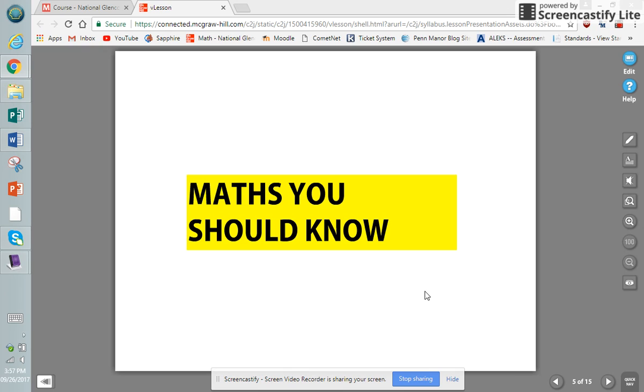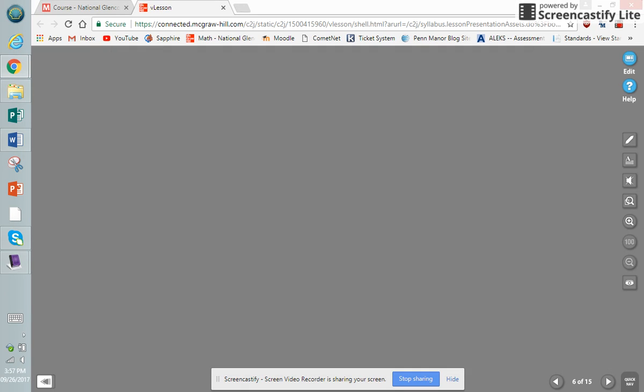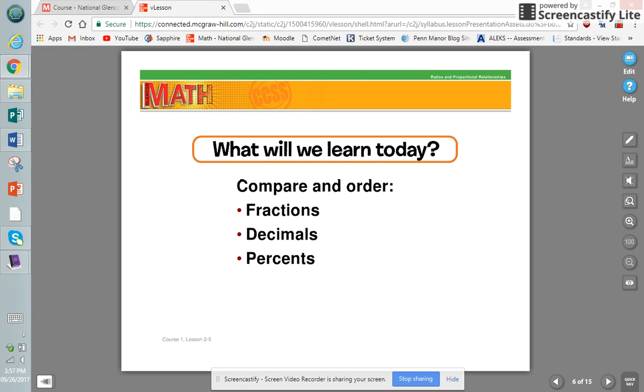Today, we're going to be talking about rational numbers again. We know rational numbers are any sort of number that you can write as a fraction. And what we're going to do today is compare and put in order from least to greatest, or maybe greatest to least, fractions, decimals, and percents. Let's get right down to it.